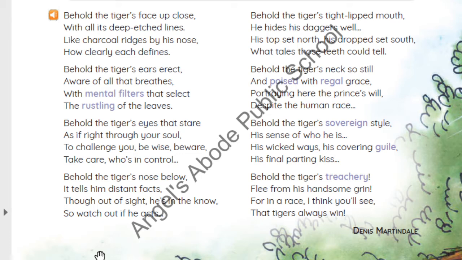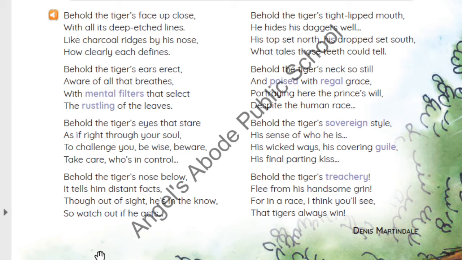Next they are talking about 'behold the tiger's nose blow'. The tiger's nose is also telling us many stories, how he smells. So in this poem we can talk about all five senses of the tiger, starting from the eyes to nose, ears, even touch also. In this way, first of all, they are talking about its physical appearance.